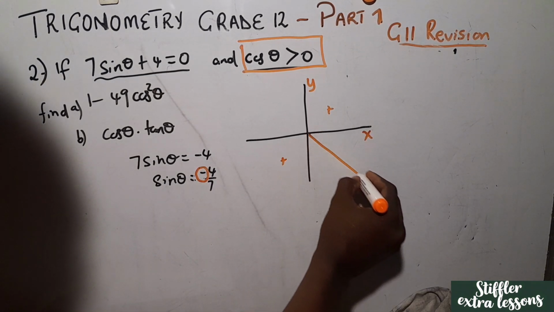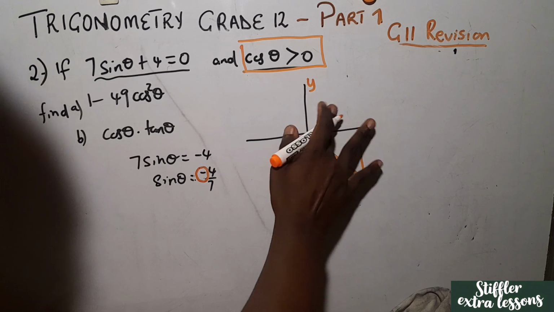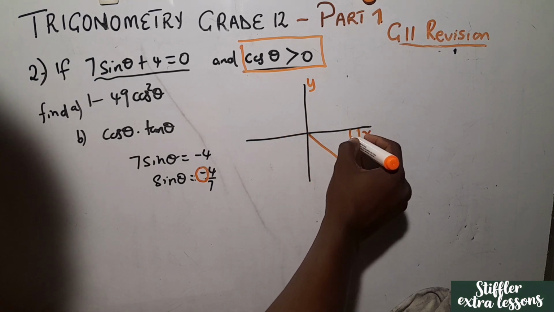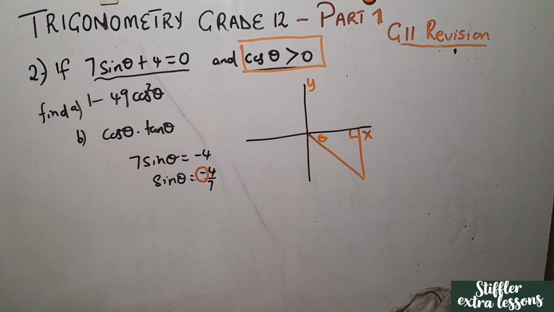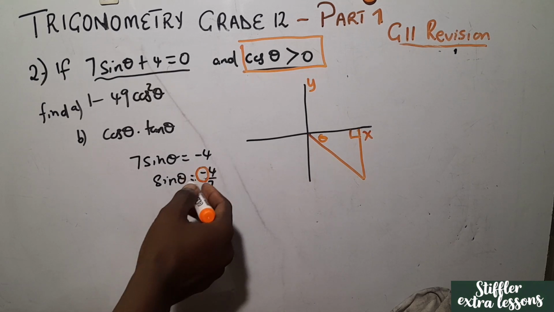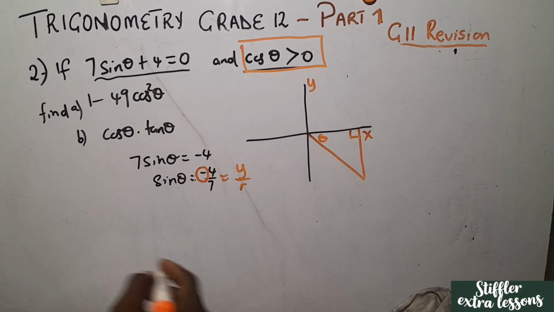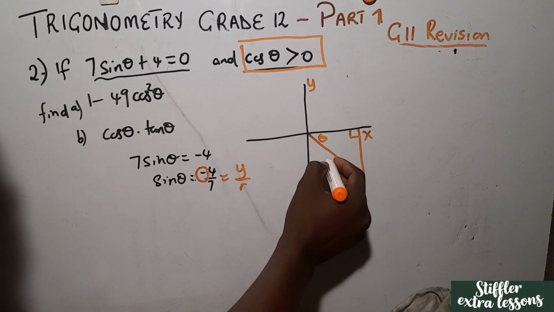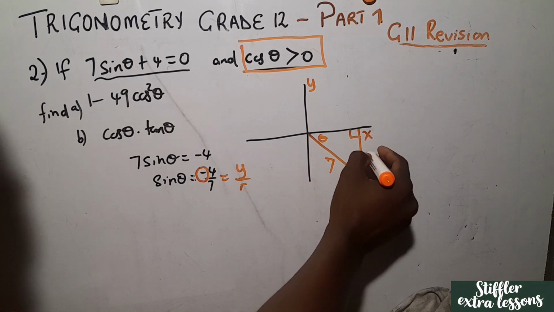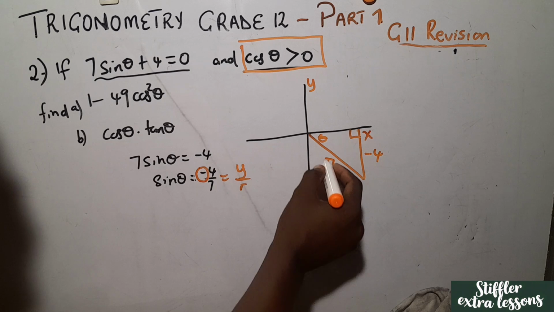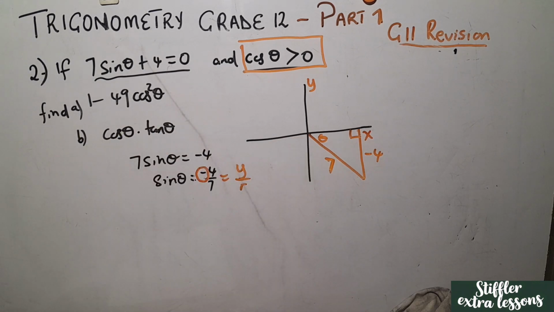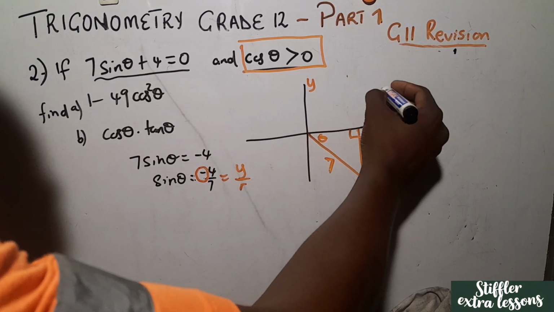So I'm just going to draw an acute triangle again. So that's our theta, right? Now we fill these values. We know that sine is equals to y over r. So our r becomes 7 and our y becomes -4. r can never be negative, it will always be positive. So now we don't have the value of x. We can find the value of x.